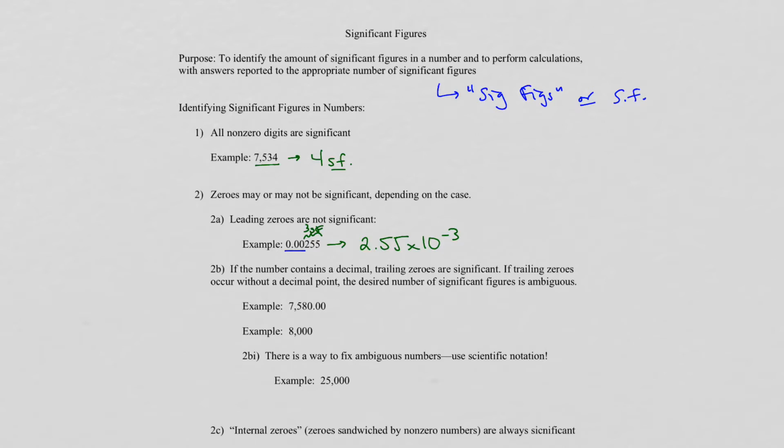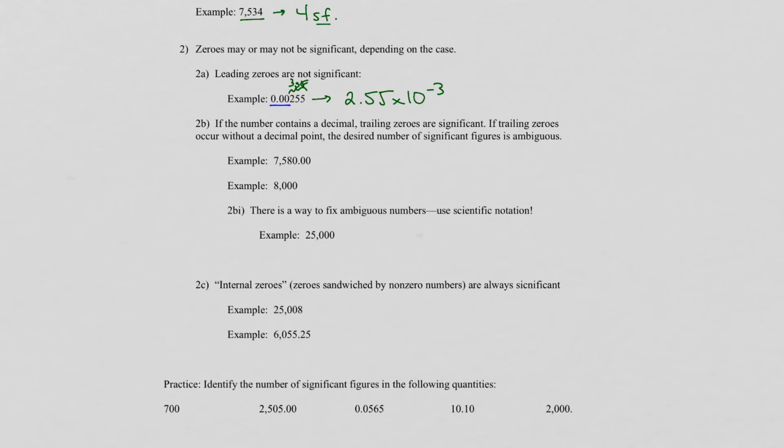Trailing zeros are significant in the case of a decimal, but if trailing zeros occur without a decimal point, the desired number of significant figures is ambiguous. And we have a way to solve that problem. However, let's look at the 2 examples. In the number 7,580.00, there are 1, 2, 3, 4, 5, 6 significant figures because those trailing zeros are found in a number that has a decimal. However, in the number 8,000, it's ambiguous as to how many significant figures there really are.